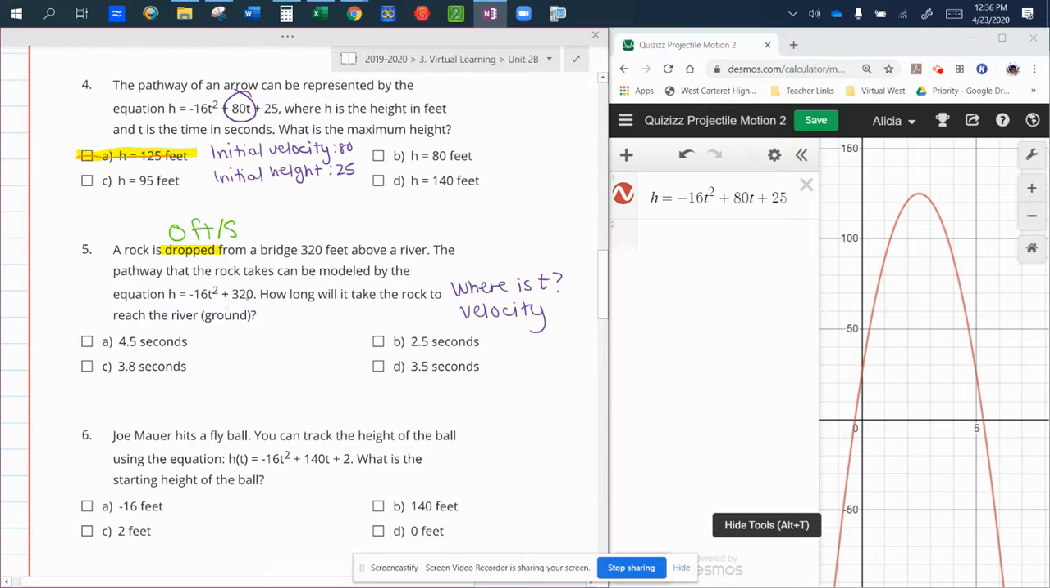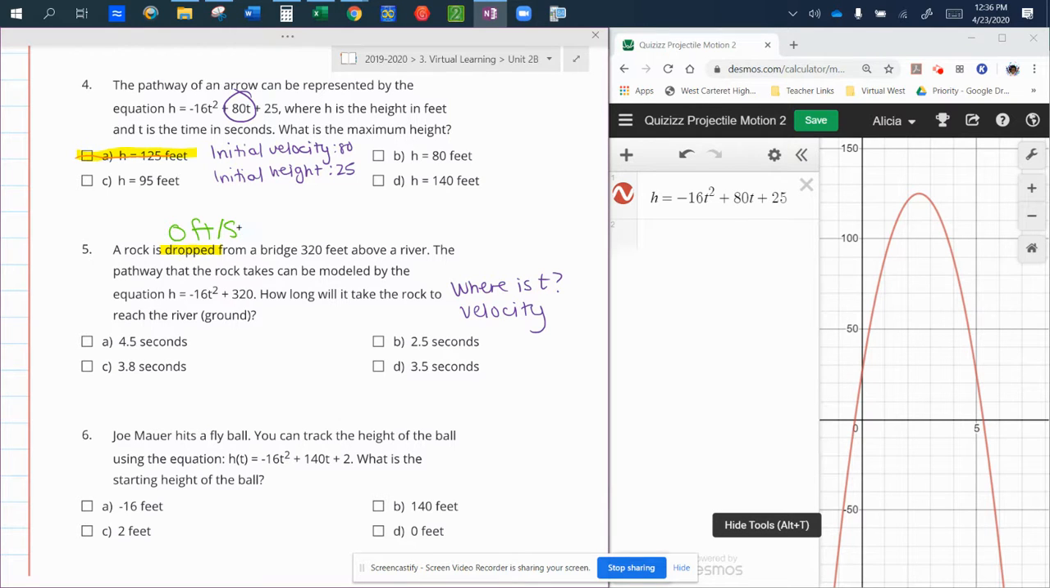And then 320 shows our initial height. That negative 16 out front is the acceleration due to gravity. That's all you really need to know right now about that term, and it's something that you'll learn more about in physics or when you take calculus. So how long will it take the rock to reach the river?